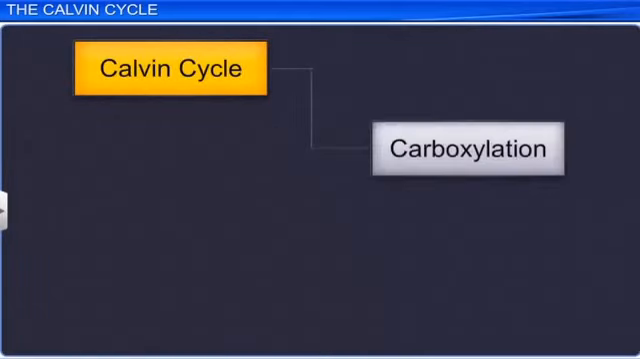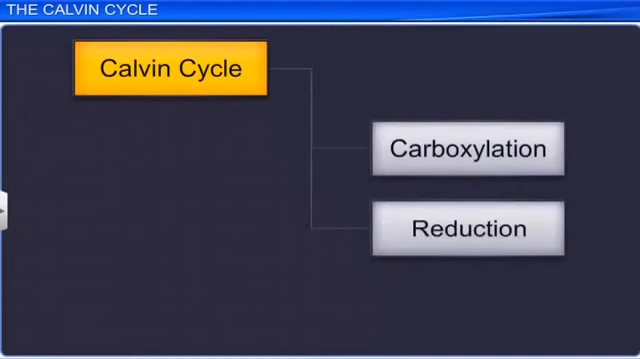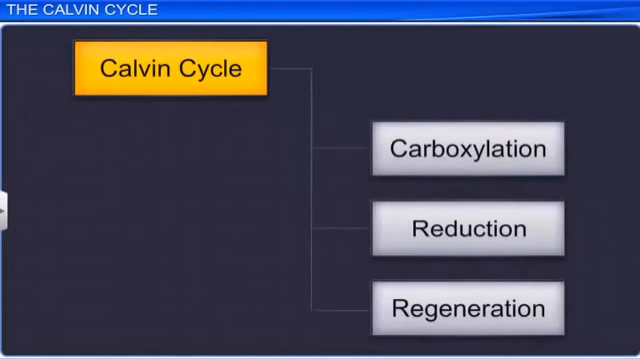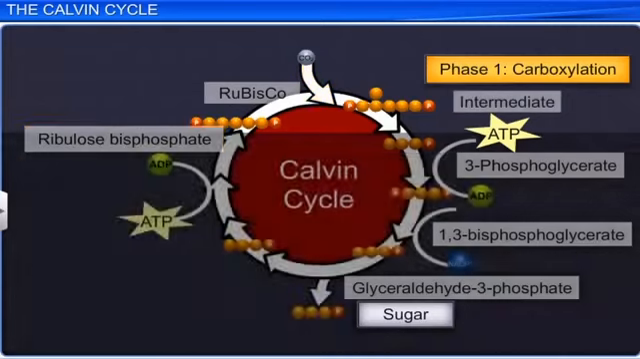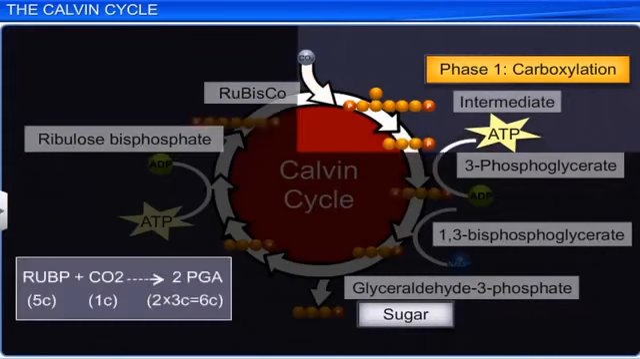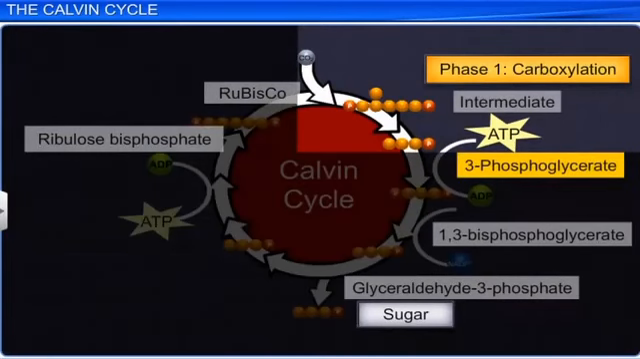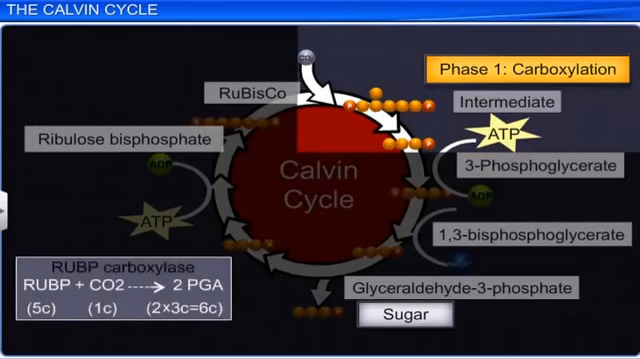The Calvin cycle has 3 stages: carboxylation, reduction, and regeneration. In carboxylation, a 5-carbon molecule, ribulose 1,5-bisphosphate, accepts a carbon dioxide molecule to form an intermediate 6-carbon molecule, which then splits to form 2 molecules of 3-phosphoglycerate. This reaction is catalyzed by RuBP carboxylase.